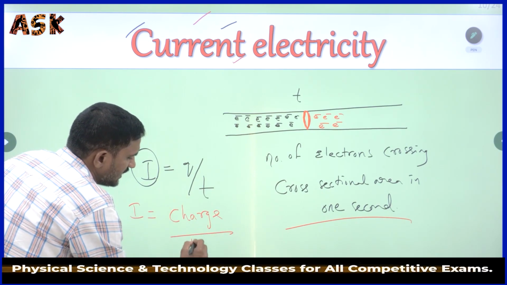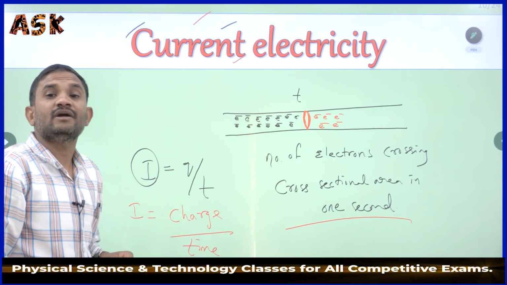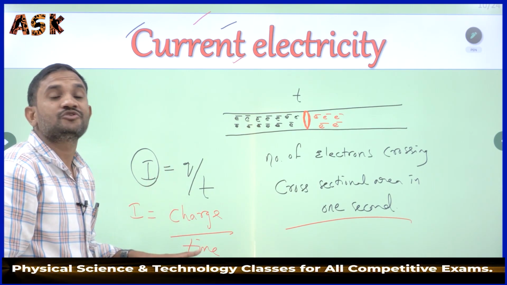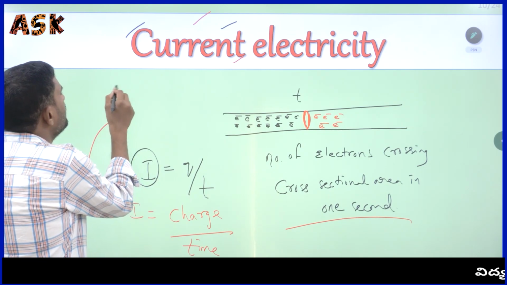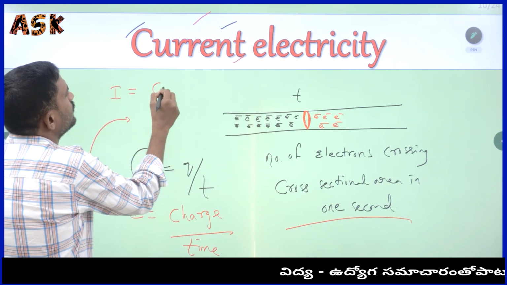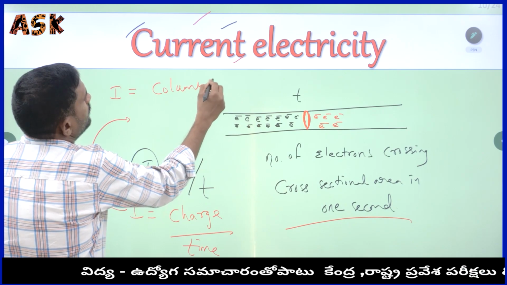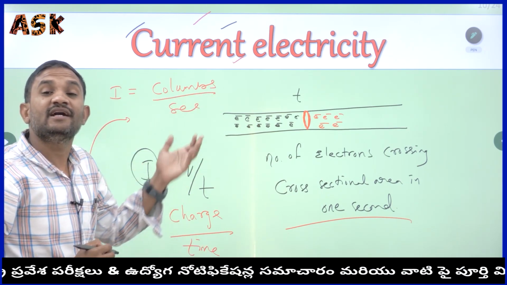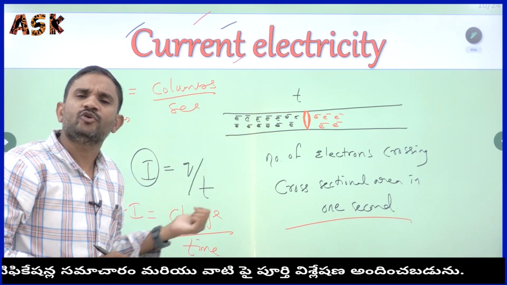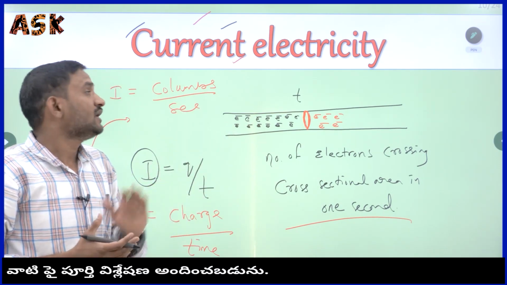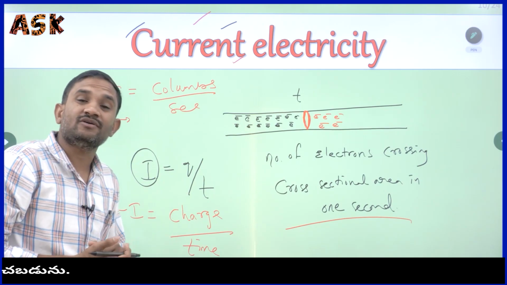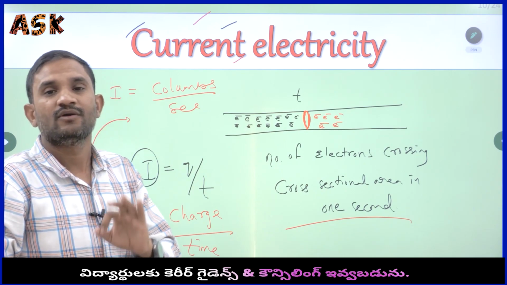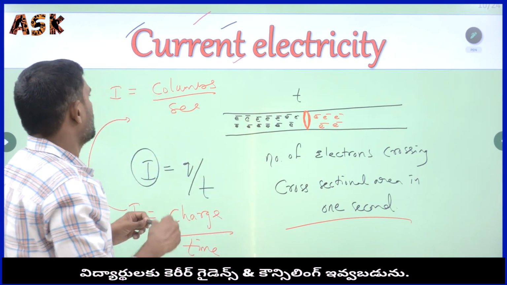T is nothing but time. I is equal to Q by T, which means I is equal to charge by time. Here the units: while we write I is equal to charge, it means coulombs, and time is seconds. I is equal to Q by T is correct, I is equal to charge by time is also correct, and I is equal to coulombs per second is also correct.